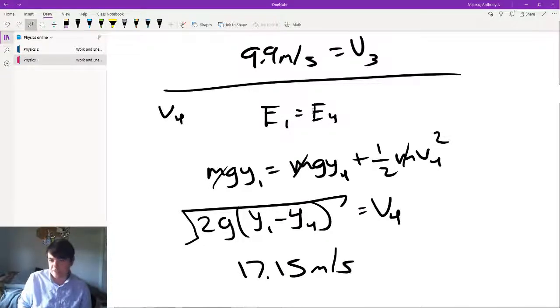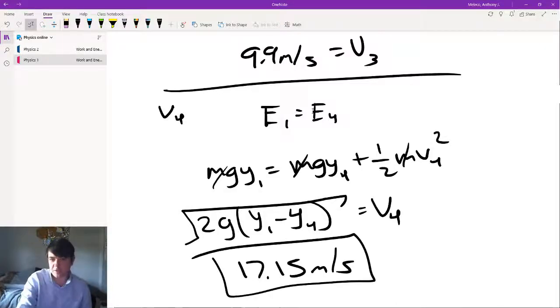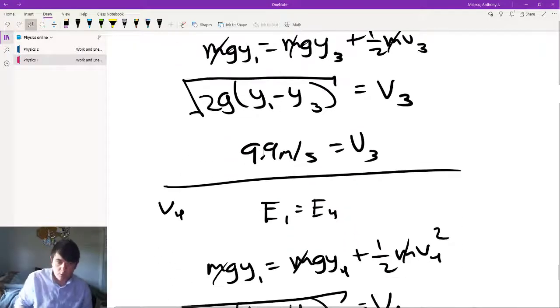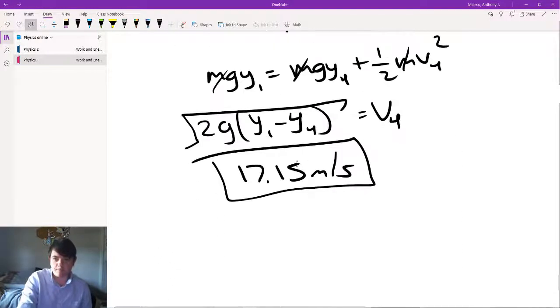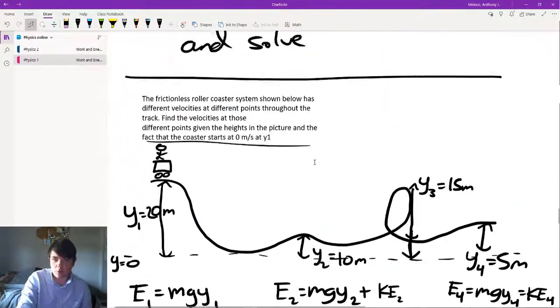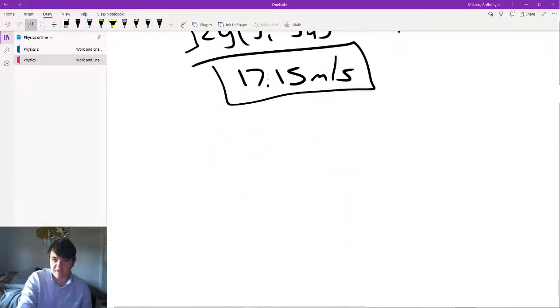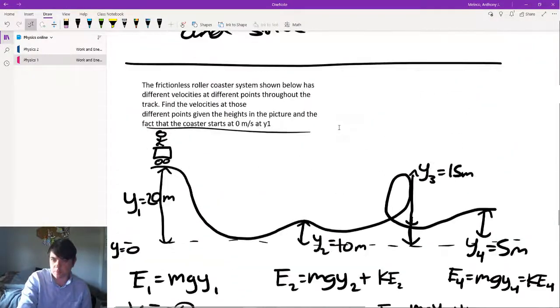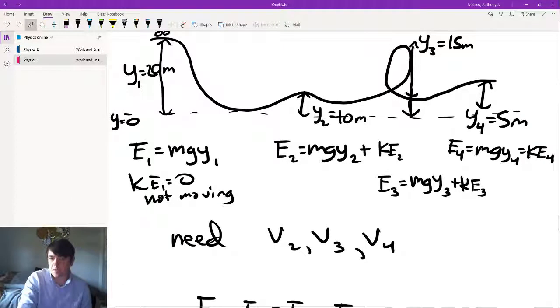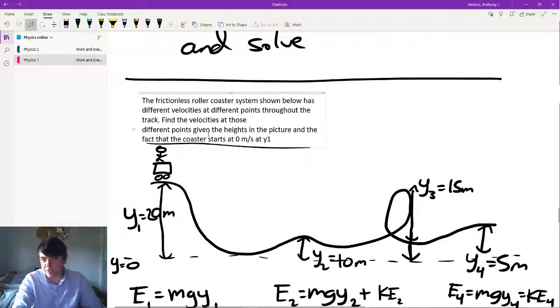And of course, really, the only thing that changes here is V4 the whole time. So the formula ends up looking the same. But just to be super obvious here, notice the lower you go, right? So V4 is the highest, 17.15 meters per second. And it's the highest because it's at the lowest height.